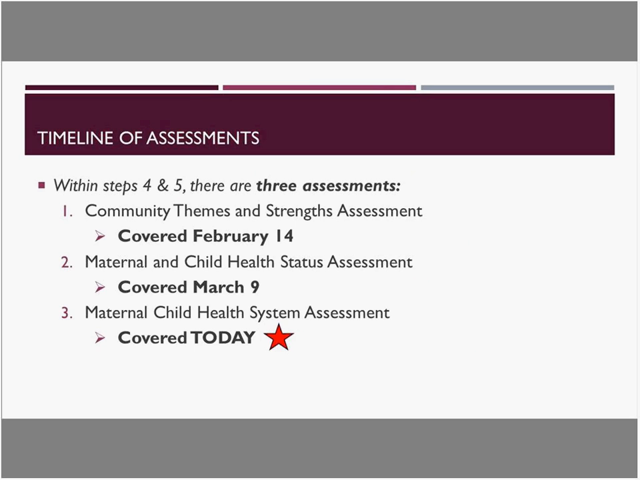Within steps 4 and 5, we have 3 assessments. We've talked about the community themes and strengths assessment, and we've heard great stories about the work you have underway under that first assessment. You've been receiving data over the past month or so on the maternal and child health status assessment, and we talked about how to work with those data back on March 9th. And today we're going to be talking about the maternal and child health system assessment, which I'm really excited to be introducing to you this afternoon.